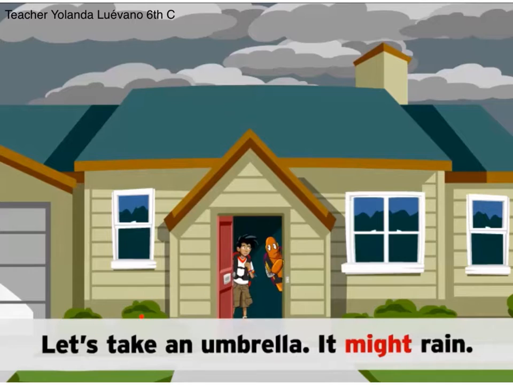Next example, it says, let's take an umbrella. It might rain. Okay, so this one could be substituted either for it's going to rain or it might rain. When we are not sure and we want to express that, well, maybe the sky looks a little bit gray, but we don't exactly know whether it would rain or not, it's better to use may and might. Remember, this sentence could be it might rain.